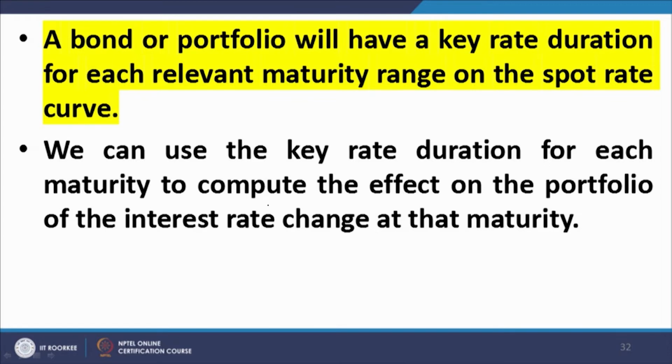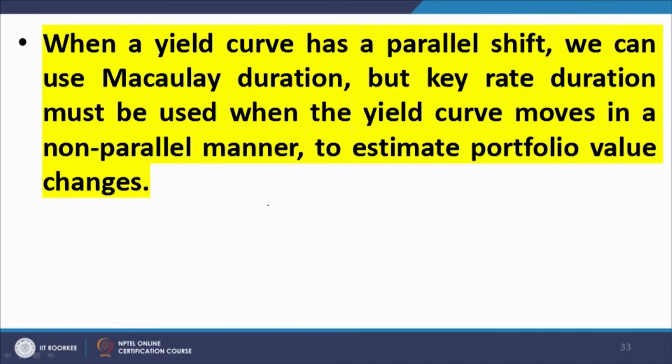So, you have a key rate duration with respect to each of those spot rates which are used for discounting of cash flows from the instrument, and correspondingly you have the percentage change in value of the bonds with respect to changes in that particular spot rate. When a yield curve has a parallel shift, we can use Macaulay's duration, but key rate duration must be used when the yield curve moves in a non-parallel manner to estimate portfolio value changes. So, that is where the relevance of the key rate duration comes into play.